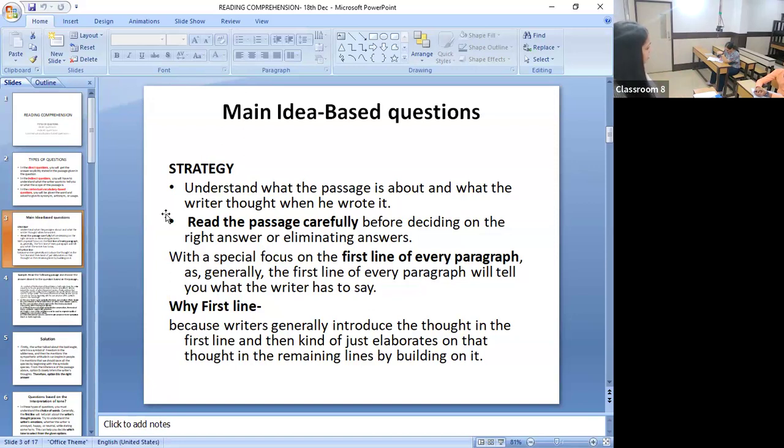The way you play KBC, same way, eliminate. So first process has to be, first job has to be eliminate. Second job has to be, you have to see the first line of every paragraph.